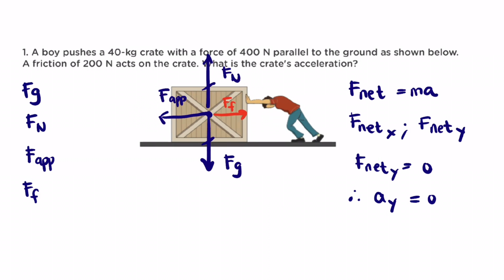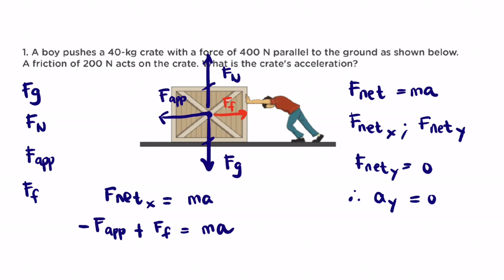And so we will start with F net on the x-axis is equal to ma. The forces on the x-axis include the applied force, and the force of friction. The applied force is directed to the left, so I'm going to say negative FAPP. Once again, negative, because the applied force is directed to the left, plus the force of friction, which is directed to the right, so that's why we have it positive, is equal to ma. Now let's substitute the values.